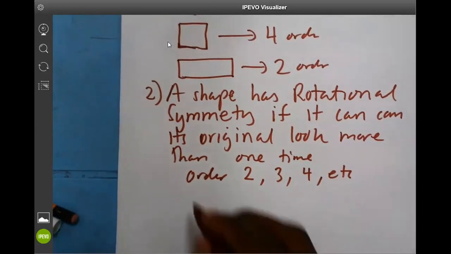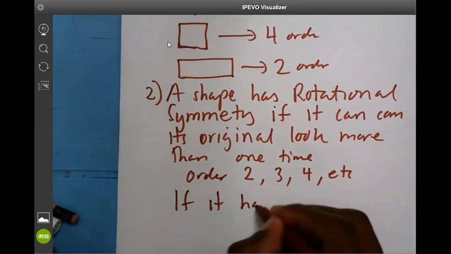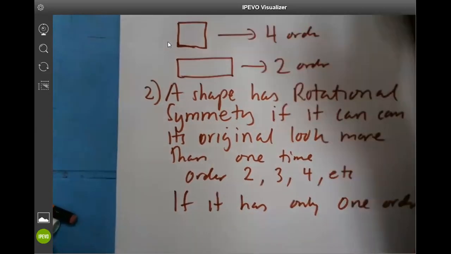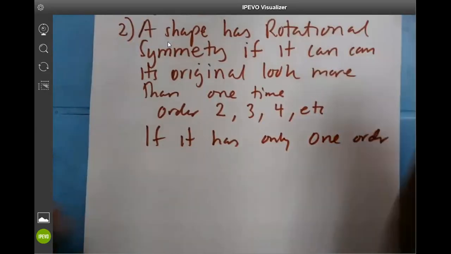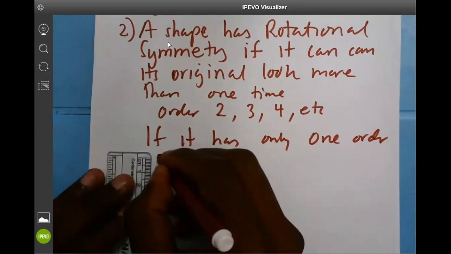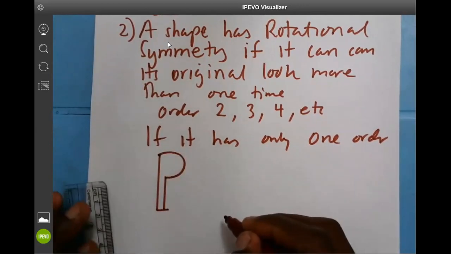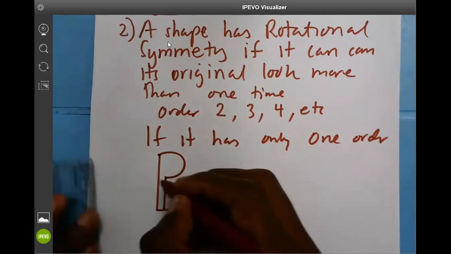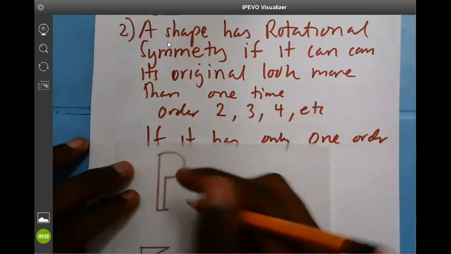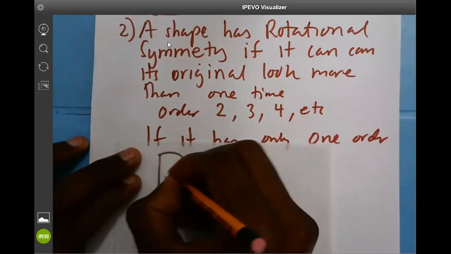However, if it has only one order, then this shape does not have rotation symmetry. Take a look at this shape. When you look at this shape, you can never regain its original look until the starting point. Look, I'm drawing it on top of my tracing paper. See there?